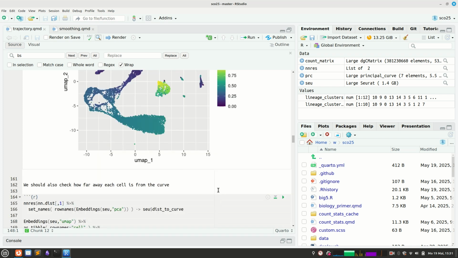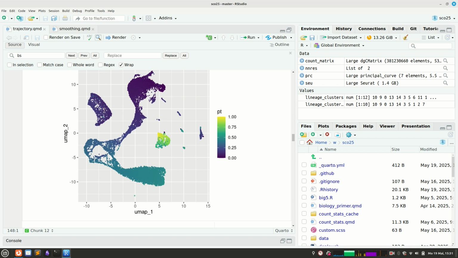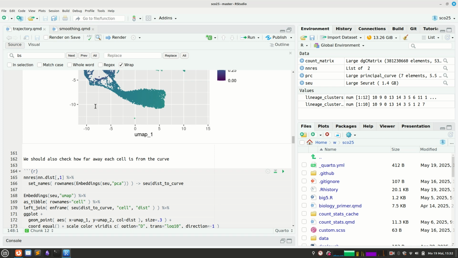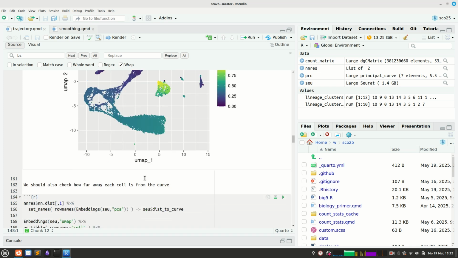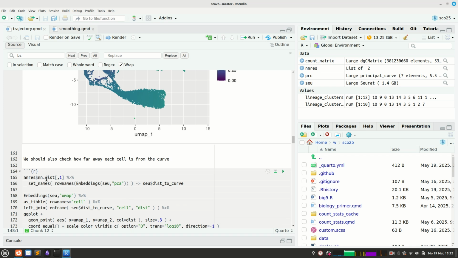And I can also ask, does it even make sense to project these points onto the curve? Maybe they are very far away, and if a point is down here and I project it onto this curve, it's more or less random where it ends up. So let's double check this by calculating for each cell the distance of the cell's PC coordinates to the curve. We can do this again with the nearest neighbor calculation we just did, because it also reported the distance to the nearest neighbor. And remember, here we ask for each cell, what is the nearest neighbor among the curve points?